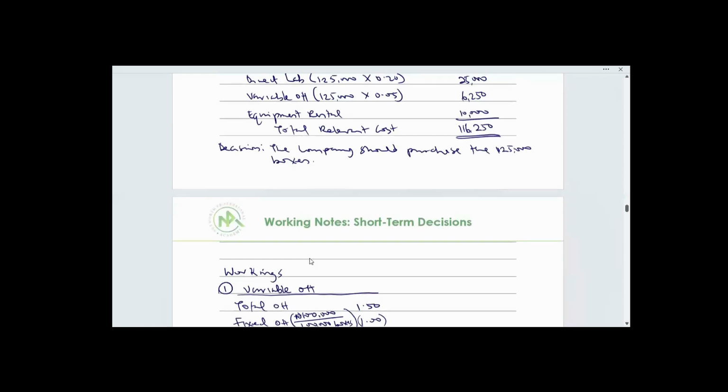Option number 2. In option number 2, the company can decide to make 125,000 boxes at a total cost of 116,250. Let me confirm. Yes, 116,250.